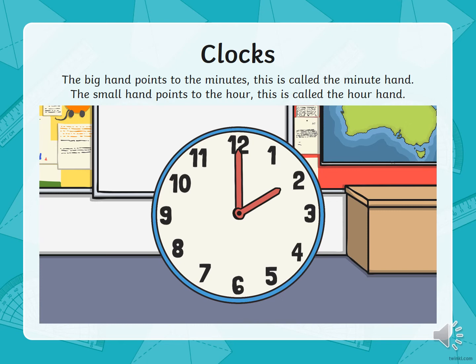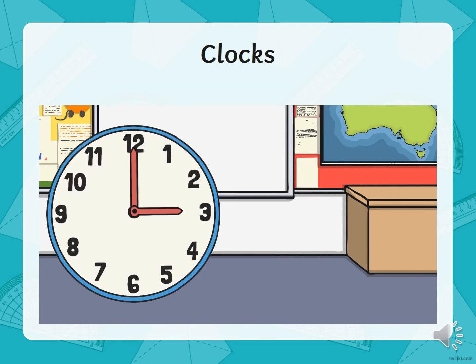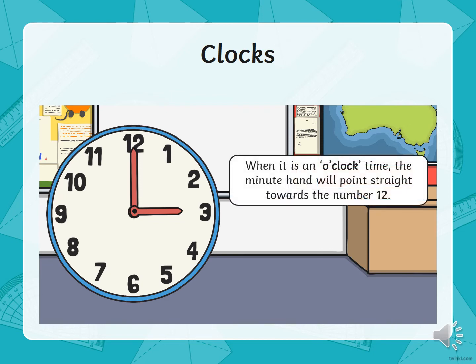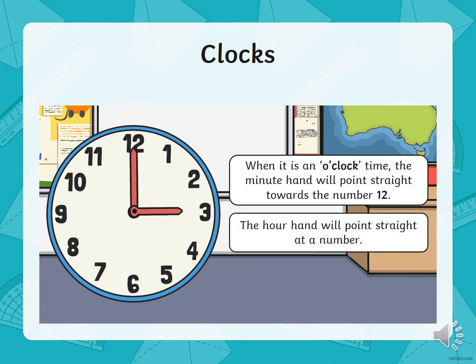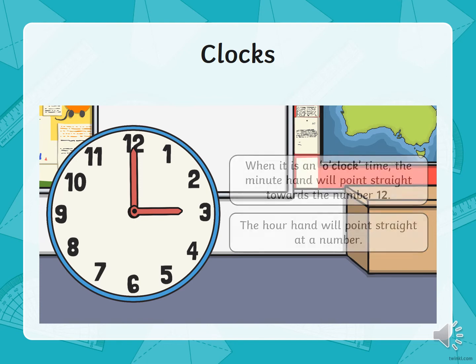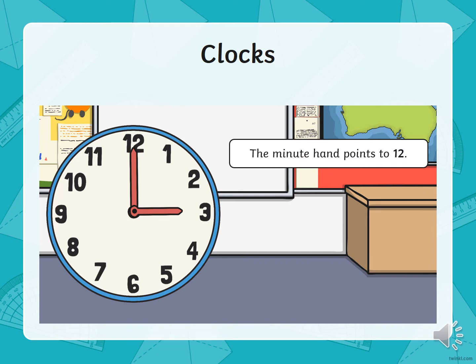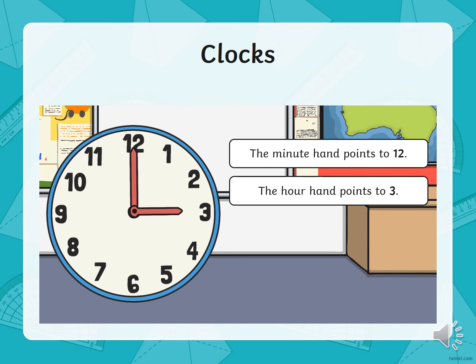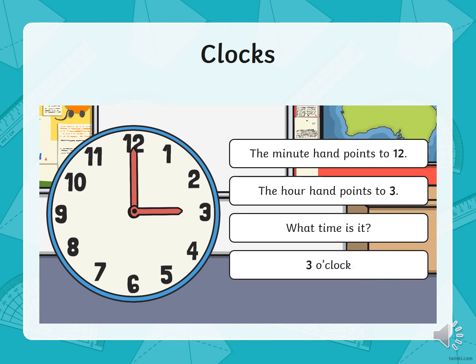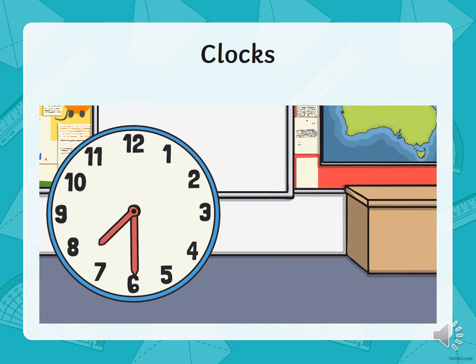So what's the time here? When it is an o'clock time, the minute hand will point straight towards the 12, and the hour hand will point straight at the number. The minute hand points to the 12, and the hour hand points to the 3. Do you remember what time this will be? That's right, 3 o'clock. Let's practice again.